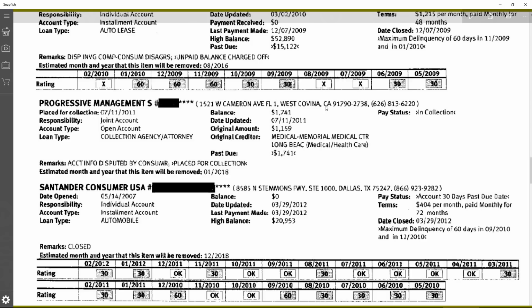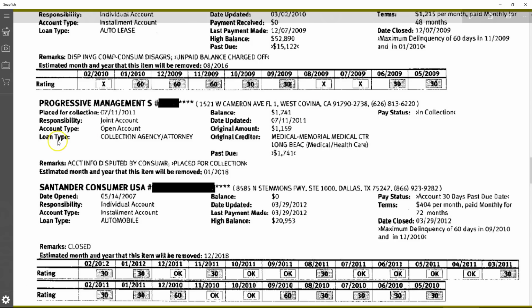So I always go after the collector on round 2 or round 3 with a debt validation letter. All right, let your magic work with the credit bureaus first, and then if they don't do their job, then you go after the collectors. You can also go after the collectors in round 1 if you want to. You can send a debt validation. It's all up to you.